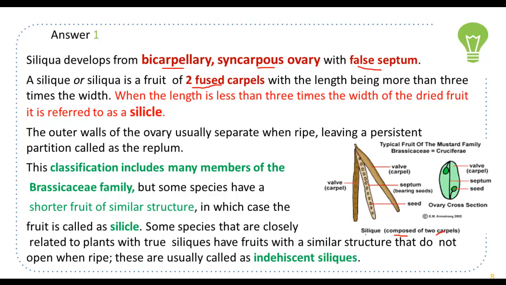When the length is more than 3 times the width, it is called siliqua, and when the length is less than 3 times the width of the dried fruit, it is referred to as silicle. The outer wall of the ovary usually separates when ripe, and it leaves a persistent partition called replum. This belongs to Brassicaceae family. Some species closely related to plants with true silicae have fruits with similar structure that do not open when ripe. These are called indehiscent silicae.